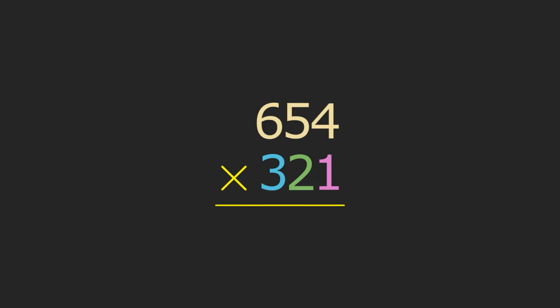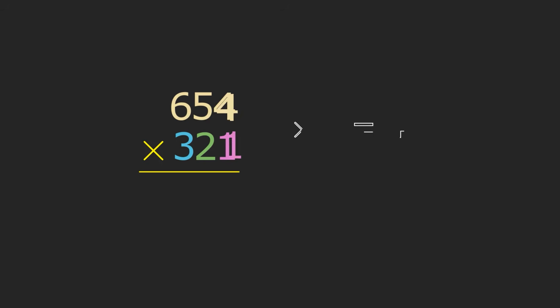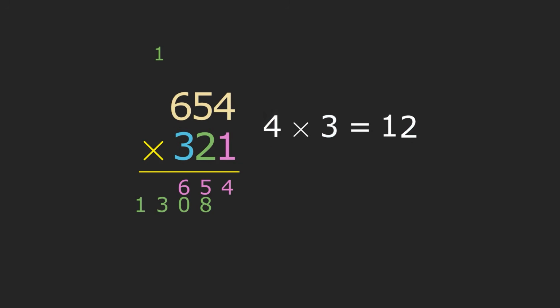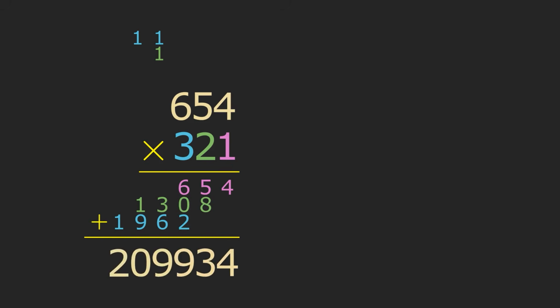With this problem on the screen, 654 times 321, we would first multiply 4 times 1 and store that result here. Then we multiply 5 times 1 and store that result next to the first one. Now we continue multiplying each digit of the bottom number with each digit of the top number, making sure to carry potential overflow and shift the digits over by one more place value for each new row. At the end, we add all the subtotals to get our final answer.